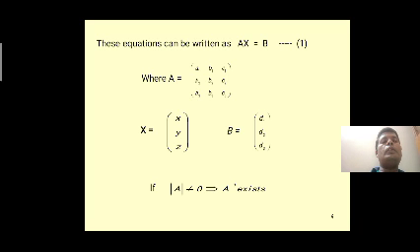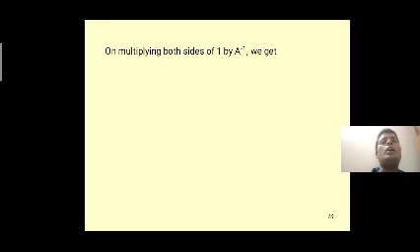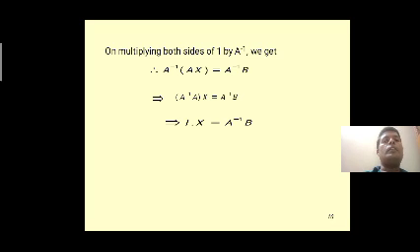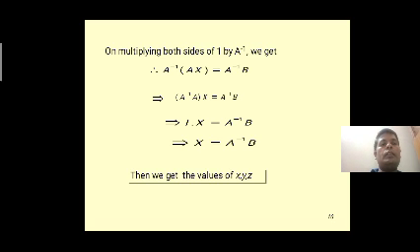If the determinant of A is not equal to 0, this implies A inverse exists. On multiplying both sides of 1 by A inverse, we get A inverse times AX equal to A inverse times B. This implies A inverse A times X equals A inverse B, that is I times X equals A inverse B. So X equals A inverse times B. Then we get the values of x, y, z.